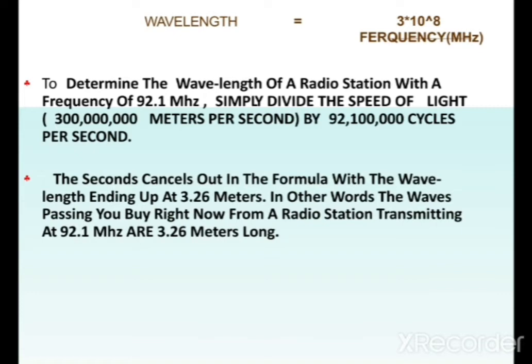Then the seconds cancel out in the formula, with the wavelength coming to 3.26 meters. In other words, a radio station transmitting at 92.1 megahertz has a wavelength of 3.26 meters. That means this is the theory.